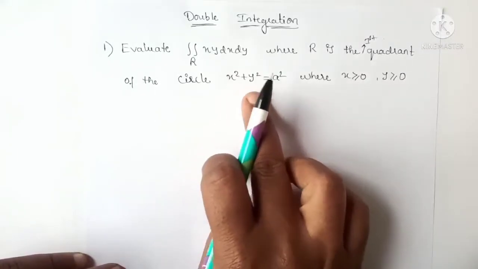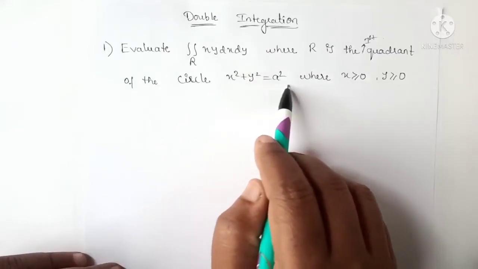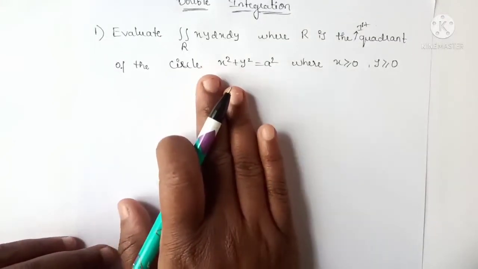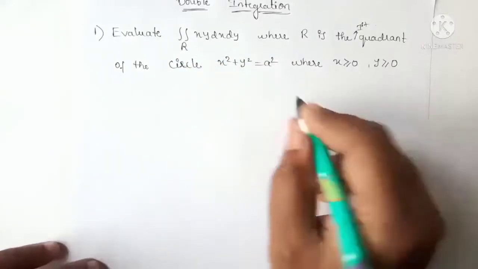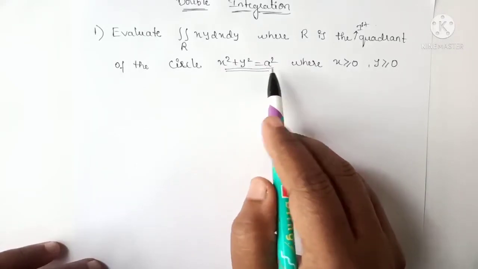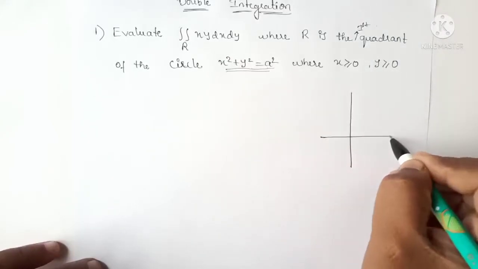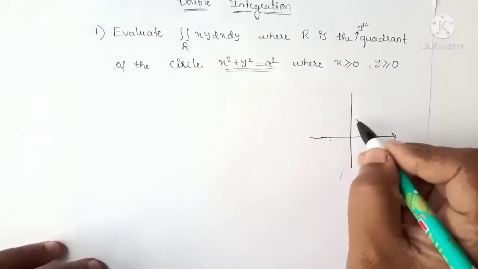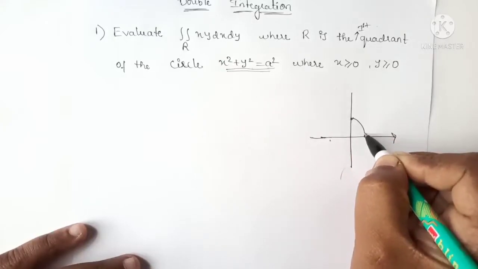So first we have to find this region, which is located in the first quadrant. First we have to take the strip of this given curve. This is a circle whose radius is equal to a. So let us draw a circle in the first quadrant. They have mentioned the first quadrant, so we should take only the area of the circle in the first quadrant.